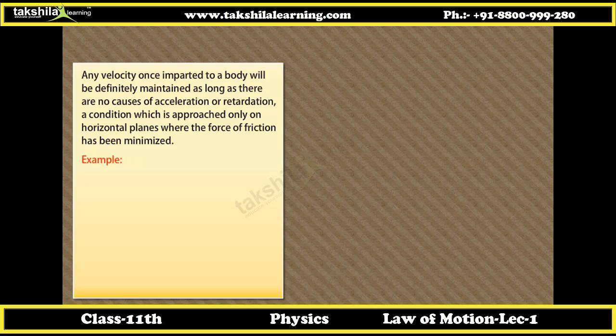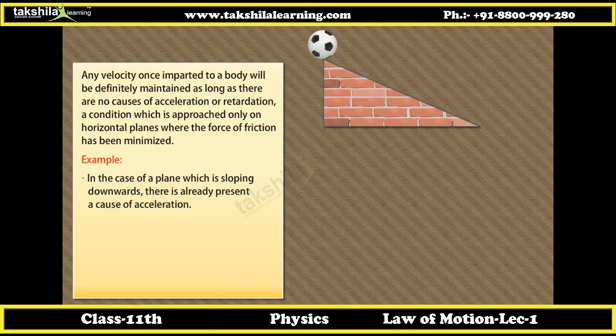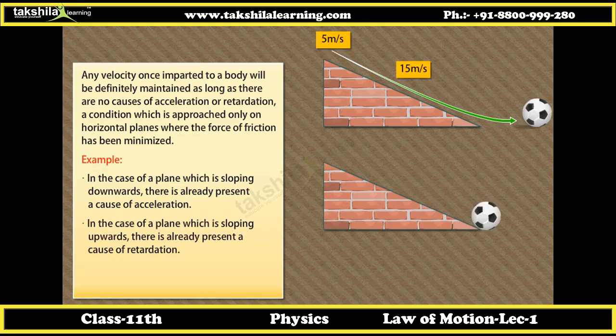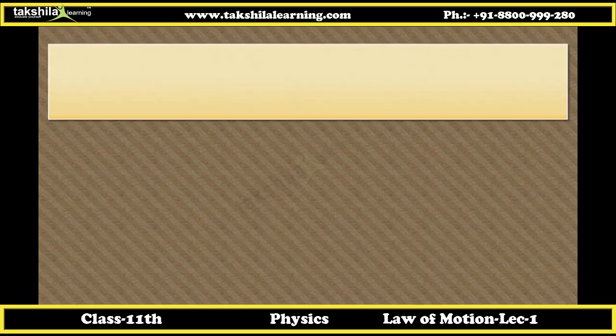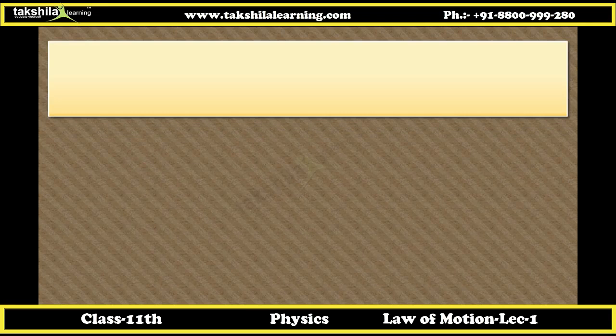Let us take an example. In the case of a plane sloping downwards, there is already present a cause of acceleration. In the case of a plane sloping upwards, there is already present a cause of retardation. In the case of a horizontal plane, there is constant motion. Newton's first law of motion.